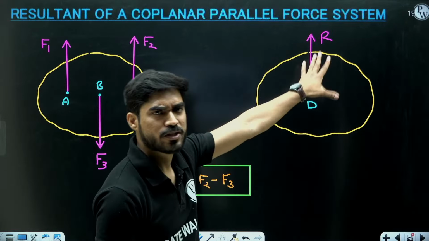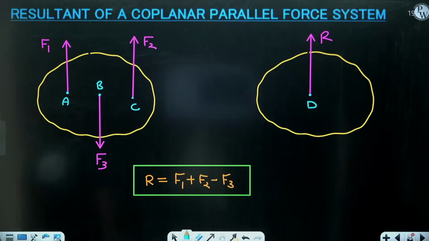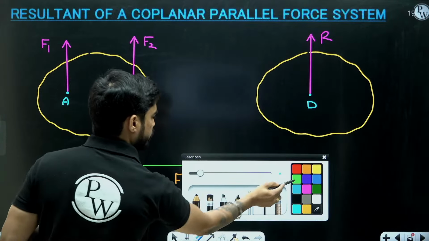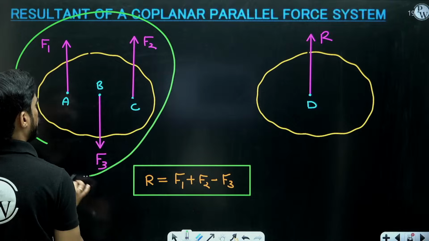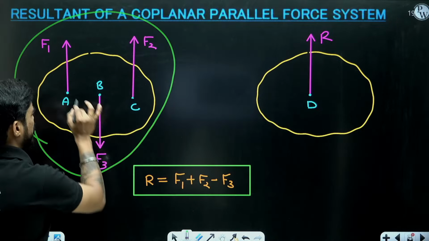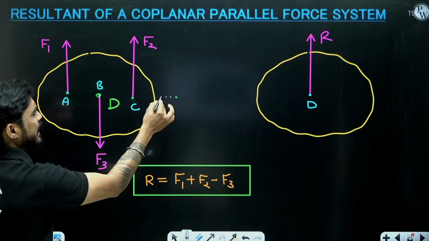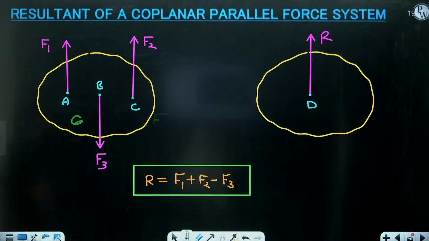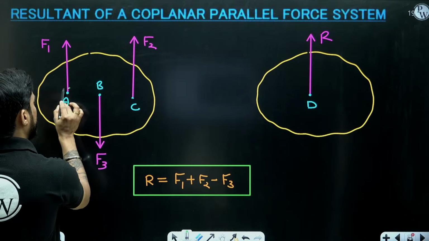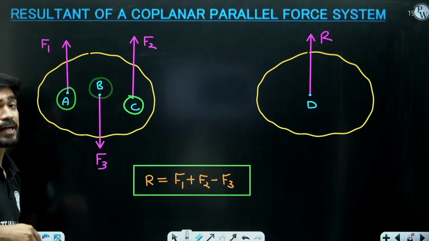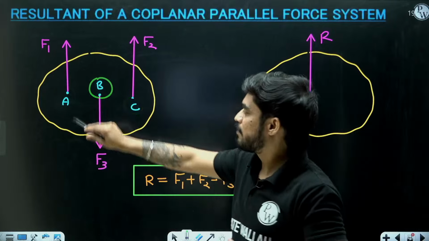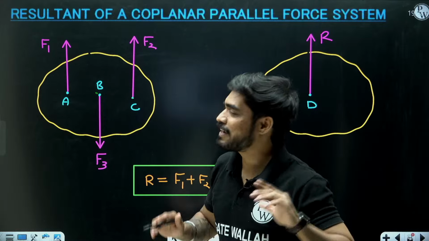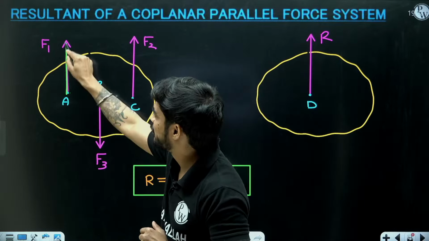In order to find the position of D, you take the moment of these forces about some point. Let's say I am calculating the moment of these forces about some point, any point. You can take moment about A, B, C, D, E, F, G, anywhere. For ease of calculation, we will take moment about either A, B or C. You can take moment anywhere, but if you take moment about any one of these points, at least the moment of one force will become 0. If I take moment about A, the moment of F1 will become 0.